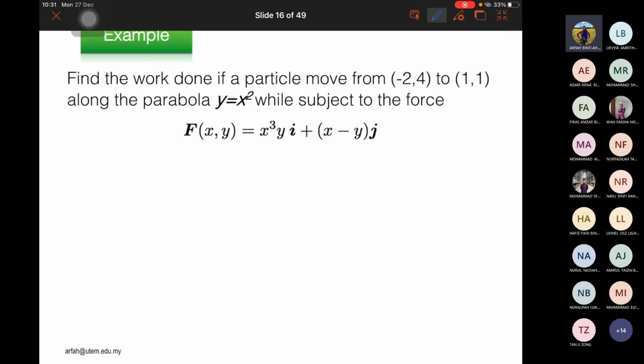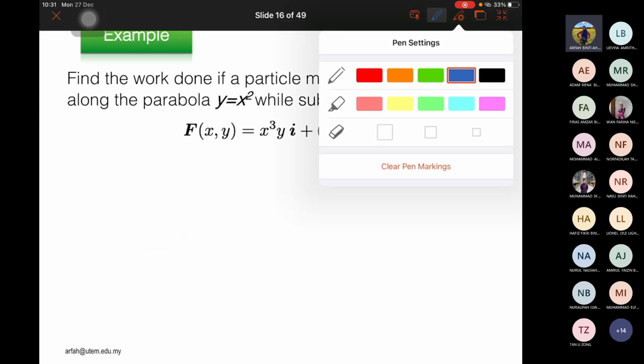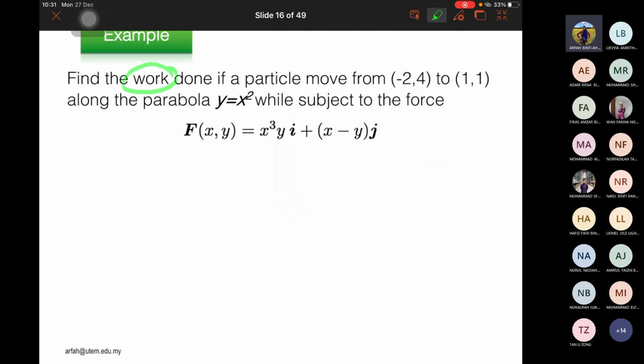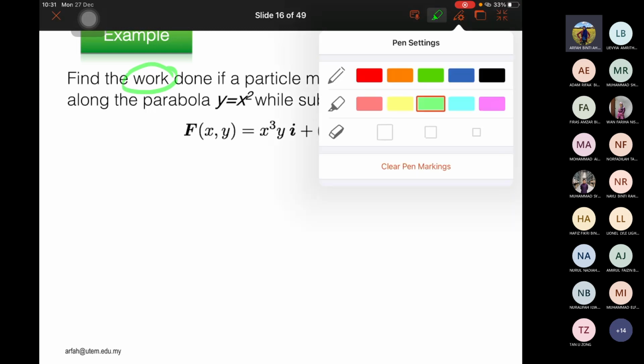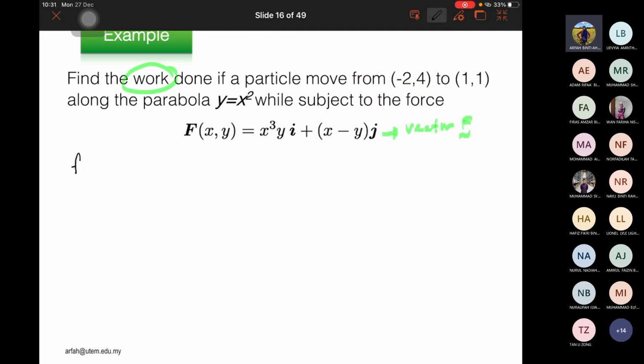Okay. So find the work done. Work done, if a particle moves from (-2, 4) to (1, 1) along the parabola y equal to x squared, subject to the force F(x,y) equal to x cubed y i plus (x minus y) j. So this is the vector F. And then you can take a look at this one, from (-2, 4) to (1, 1).